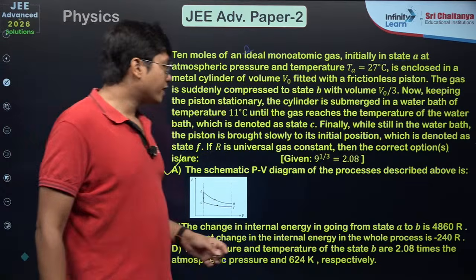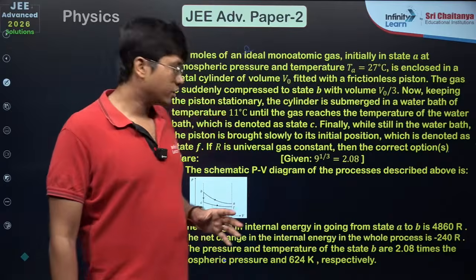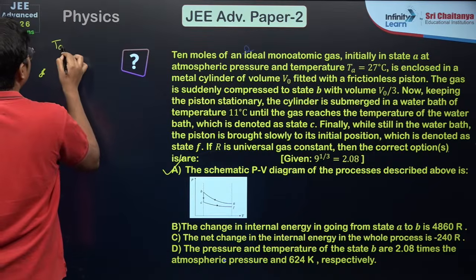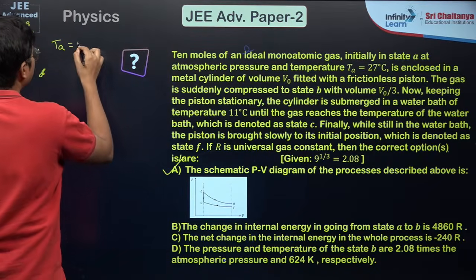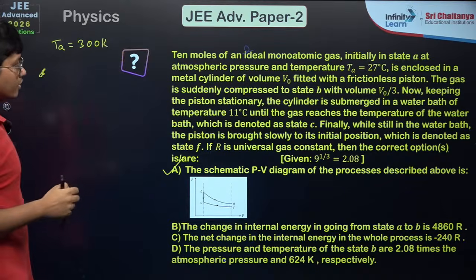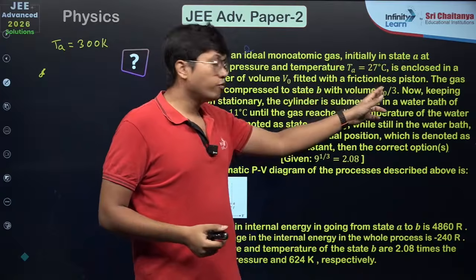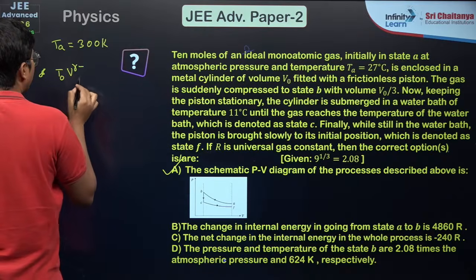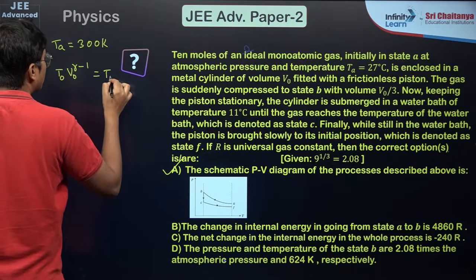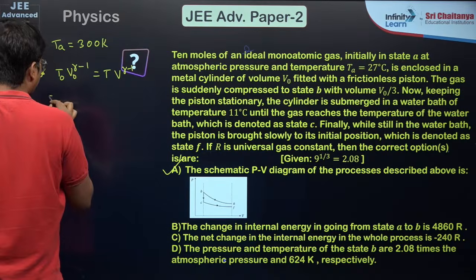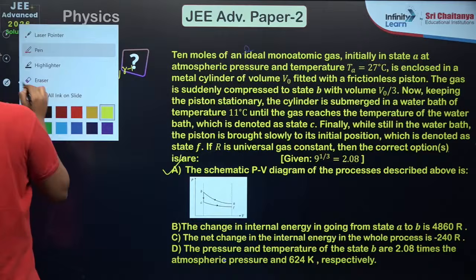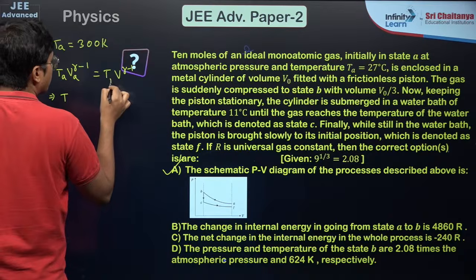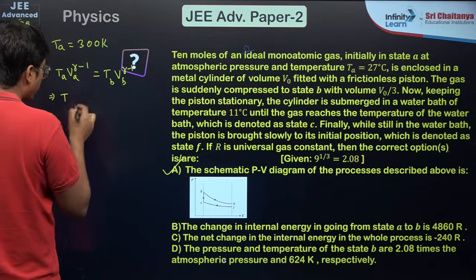Next thing, the change in the internal energy in going from state A to B is how much? So from state A to state B, what is the temperature at A? 27 degrees Celsius, which is basically 300 Kelvin. The volume changes from V0 to V0 by 3. It's an adiabatic process, so I know TV to the power gamma minus 1 is a constant. So Ta V0 to the power gamma minus 1 is equal to Tb Vb to the power gamma minus 1. So Tb is what we are looking for.